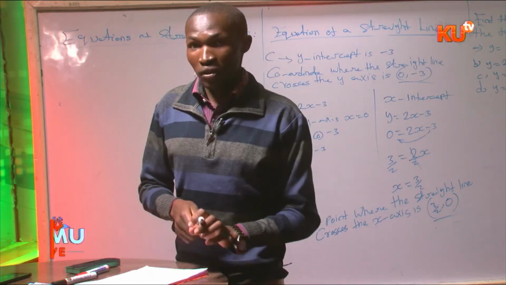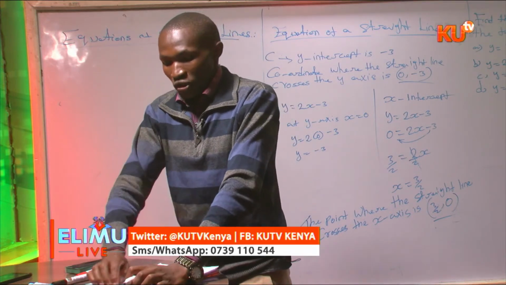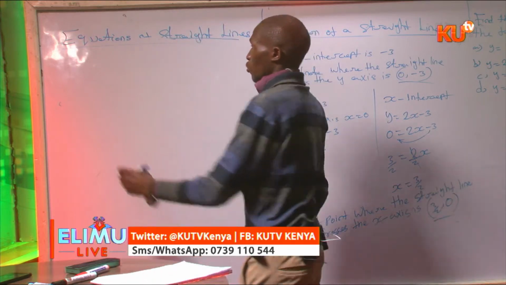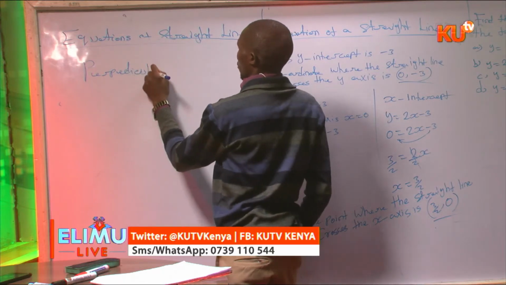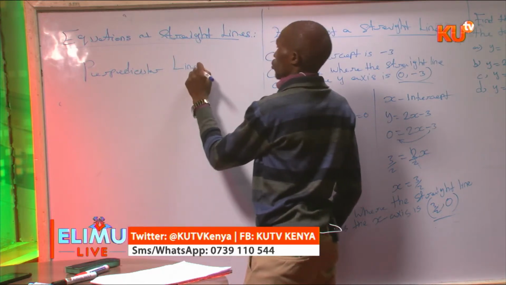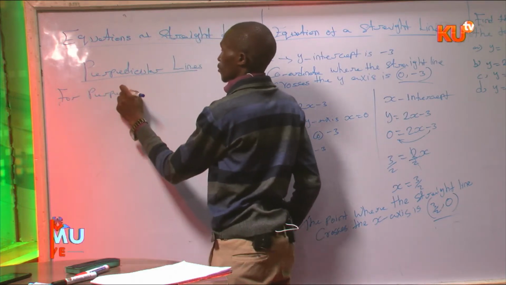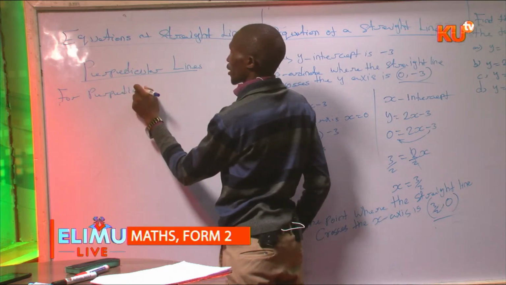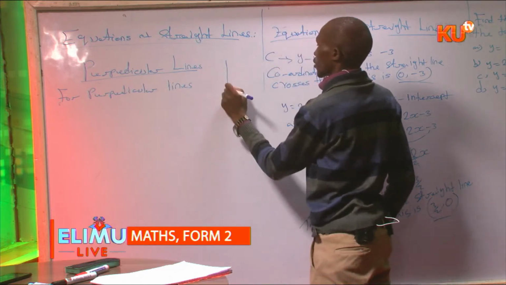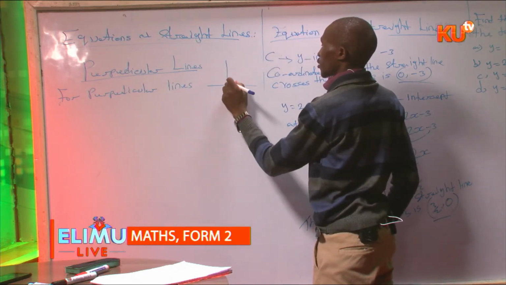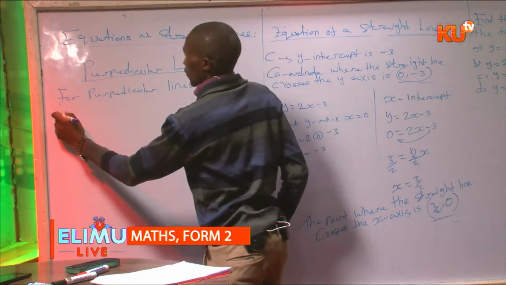It's a relation that I would hate to find you forgetting, because it's a very simple one. So, perpendicular lines. When we talk about perpendicular lines, these are lines that meet at an angle of 90 degrees.